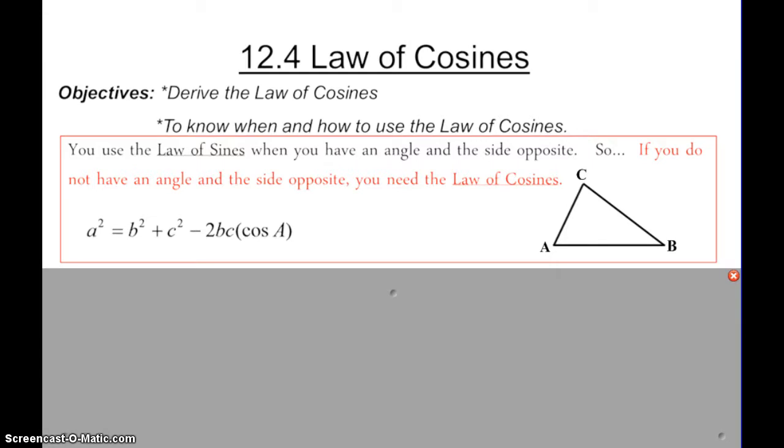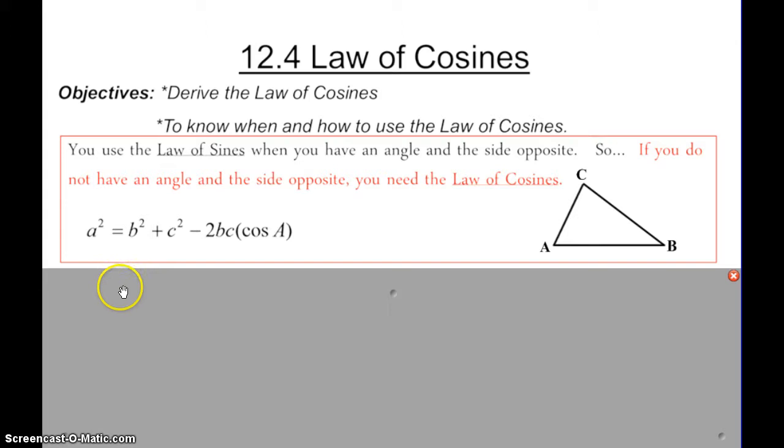So when we have a law of sines, that works when we have a pair. When I don't have a pair, if I don't have an angle and side opposite each other, then I can't use the law of sines, and instead I need to use the law of cosines. The law of cosines will work when I only have one angle and I don't have the side opposite that particular angle. Or if I have all three sides and I need to find an angle.